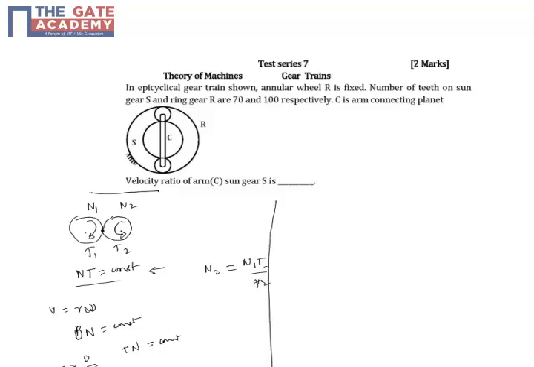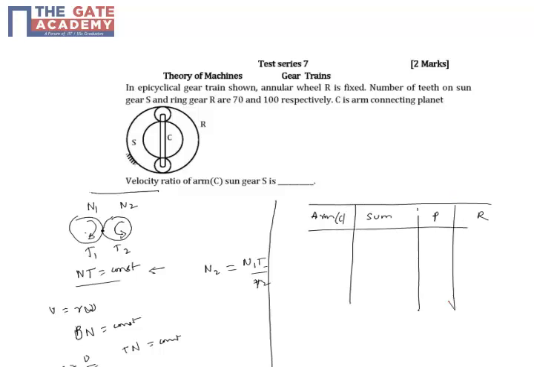Now let's go to the table. In the table, we take the arm, which is C here, the sun gear, the planet gear and the ring. Because it's an epicyclic gear train, the process is that first we fix the arm. We give X rotations, or X is the RPM, for the sun gear.